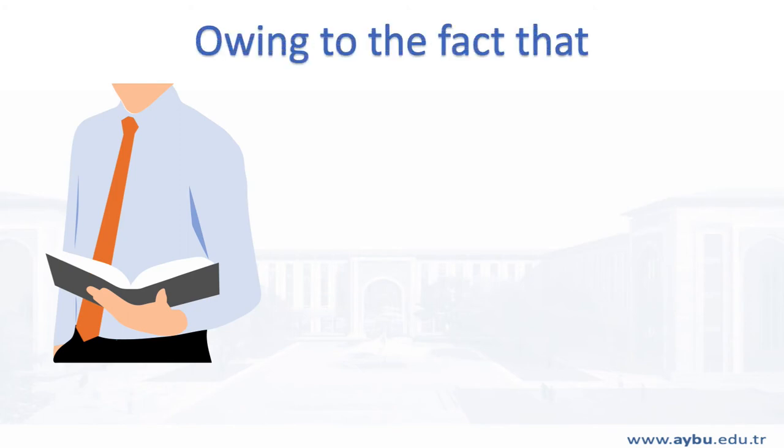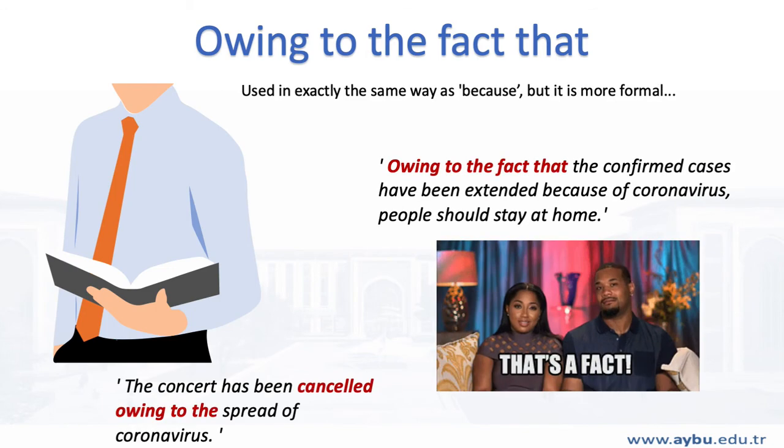The next one is owing to the fact that. It is also used in exactly the same way as because, but owing to the fact that is a little more formal than the others. Just like in the example, owing to the fact that the confirmed cases have been extended because of coronavirus, people should stay at home. Or you can also say that the concert has been cancelled owing to the spread of coronavirus. If you use owing to, it should only be followed by a noun or a noun phrase, like spread of coronavirus. This is a noun phrase.